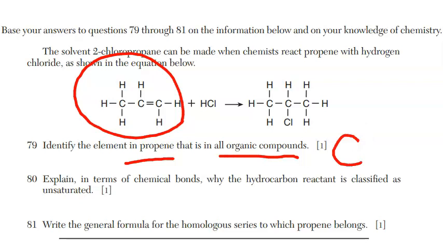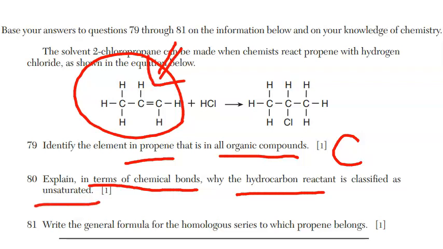For 80, explain in terms of chemical bonds. So we got to watch that. Why the hydrocarbon reactant is classified as unsaturated. Well, my hydrocarbon reactant, that means hydrogens and carbons only, is here. That's that propene. It's unsaturated because it has one double bond. That's your answer, one double bond.